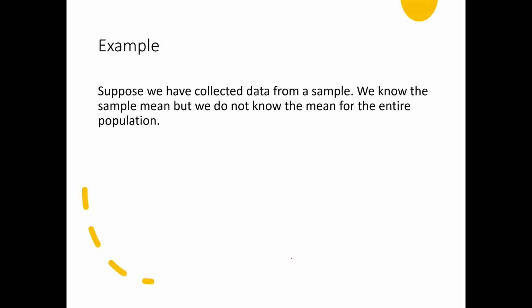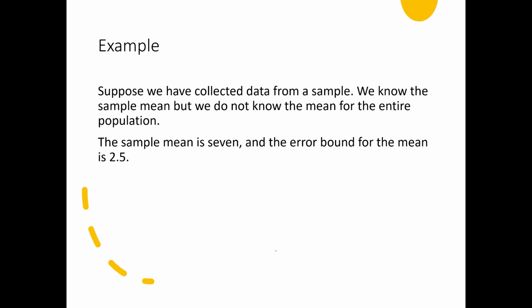All right, let's do one. Suppose we've collected data from a sample. We know the sample mean, but we do not know the mean for the entire population. The sample mean is 7, and the error bound for the mean is 2.5. So if X bar is 7, and the error bound of the mean is 2.5, then what's the confidence interval?